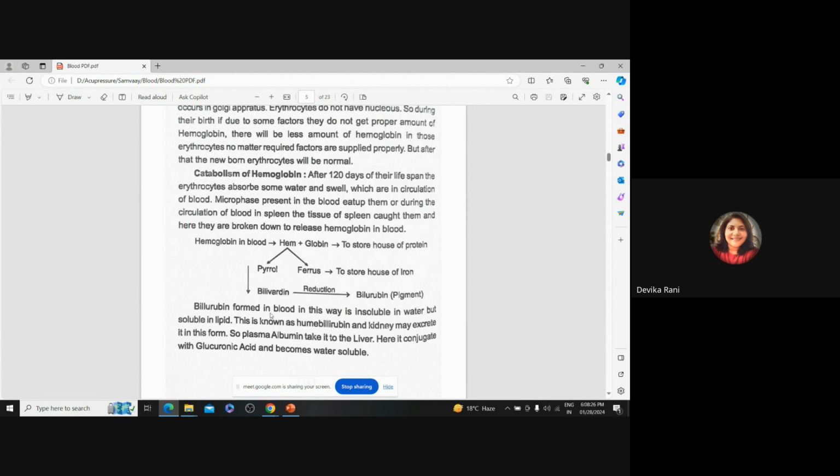Now, bilirubin formed in blood in this way is insoluble in water, but soluble in lipid. So this is known as hemobilirubin, and the kidney may excrete it in this form. So plasma albumin takes it to the liver. Here it conjugates, or joins, with glucuronic acid and becomes water soluble.